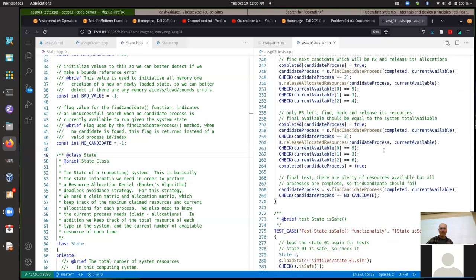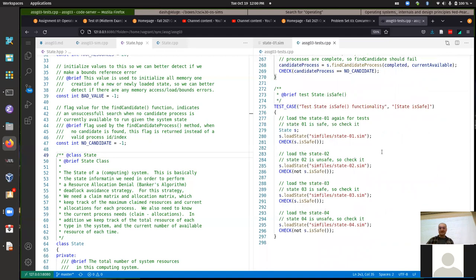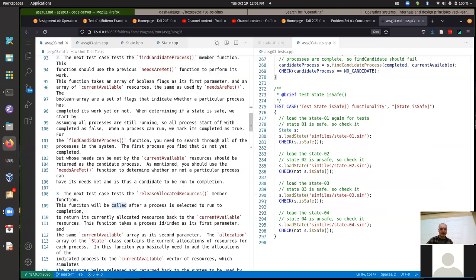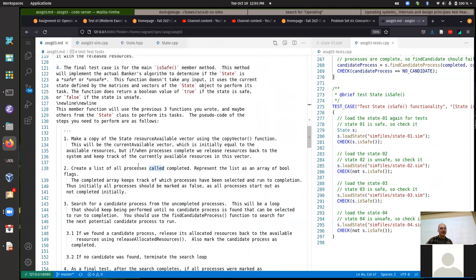All right. And then finally, for the is safe function, task 4, like I've already said, you're going to be reusing all of those functions that you implement in tasks 1 through 3. So if you implement those correctly, it becomes relatively clean and straightforward to implement the full Banker's algorithm for task 4 here.